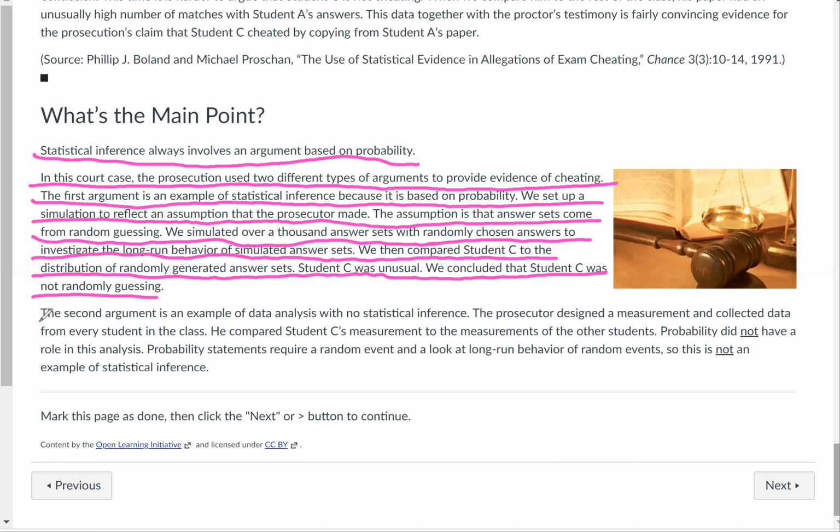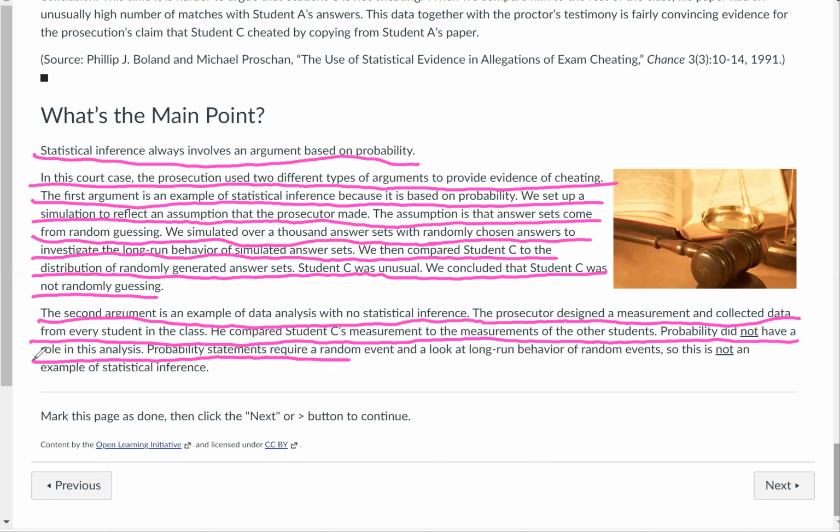The second argument is an example of data analysis with no statistical inference. The prosecutor designed a measurement and collected data from every student in this class. He compared student C's measurement to the measurement on the other students. Probability did not have a role in this analysis. Probability statements require a random event and a look at long-run behavior of random events. So this is not an example of statistical inference.